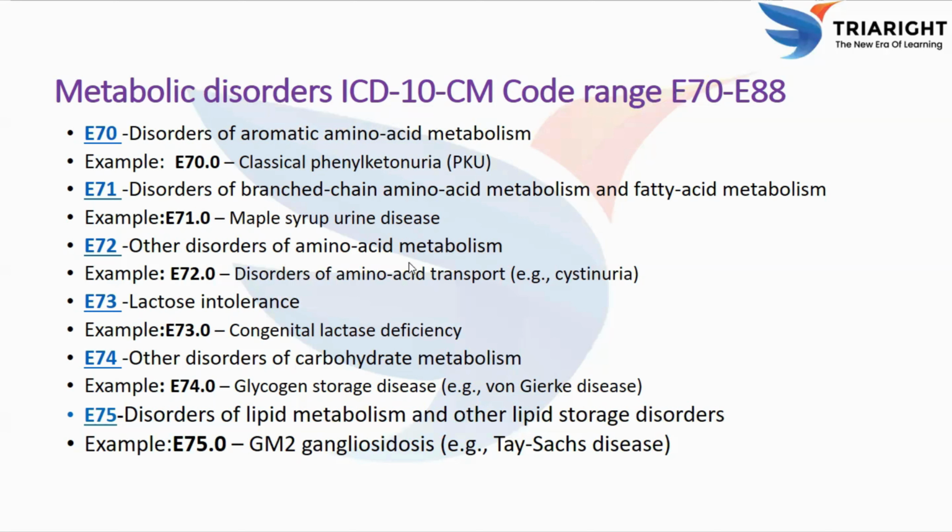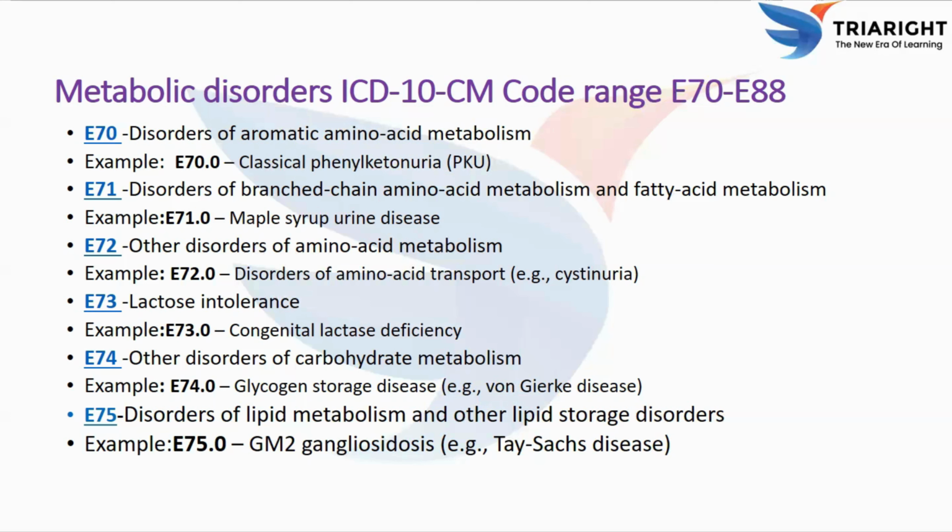E72, other disorders of amino acid metabolism. E73, lactose intolerance. So what do you mean by lactose intolerance? It is a deficiency of the enzyme lactase, which digests. So what does this lactase enzyme do? It digests the milk sugar, right? It converts the lactose into glucose and galactose.